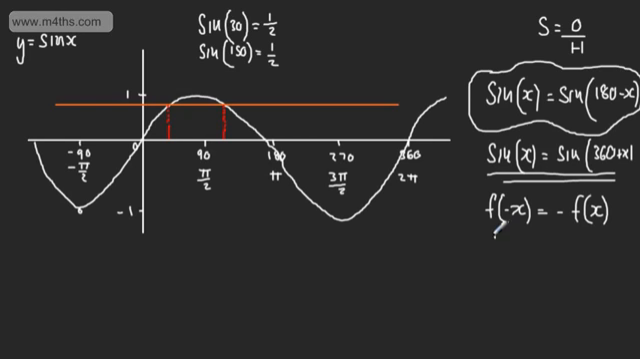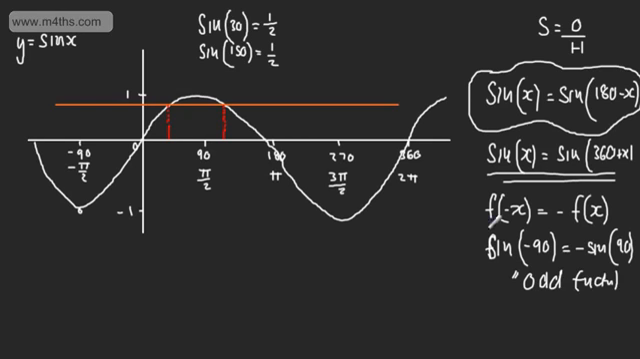So let's just say we had the sine of minus 90. That will be equal now to minus sine of 90, and we call this an odd function. So let's just write this here, odd function.